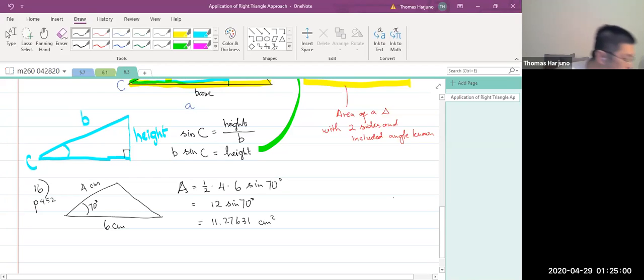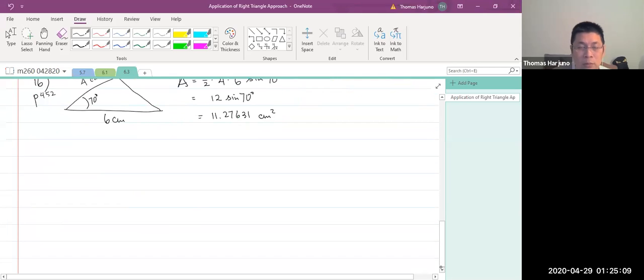Now, what happens if we have a question like number 18? Maybe we memorize a new formula. New formula.